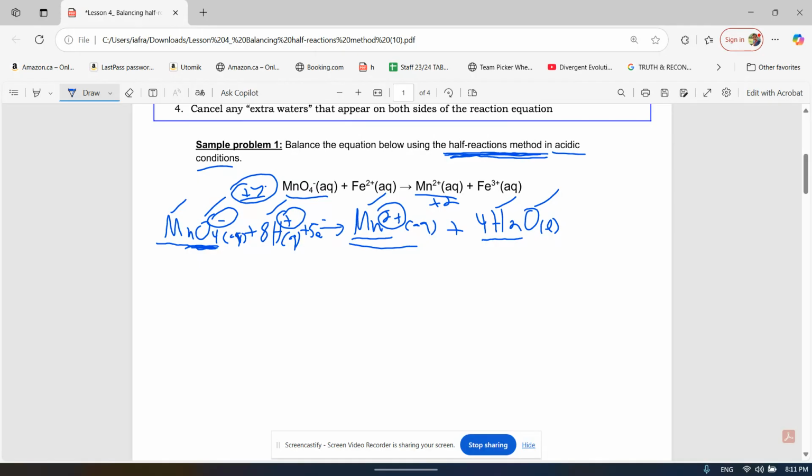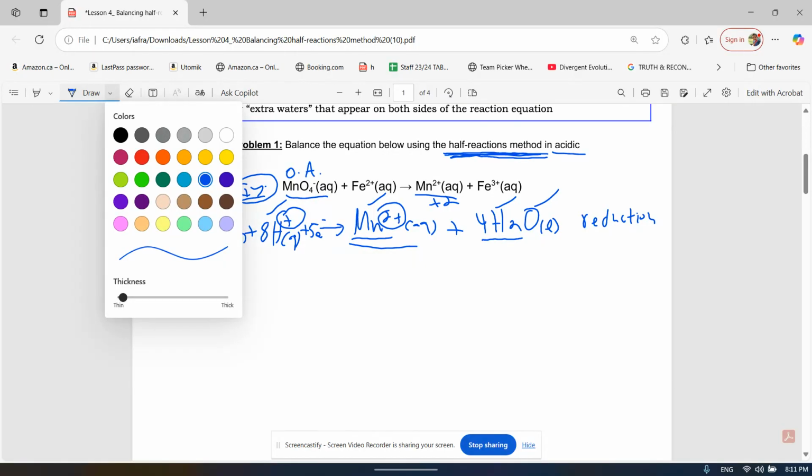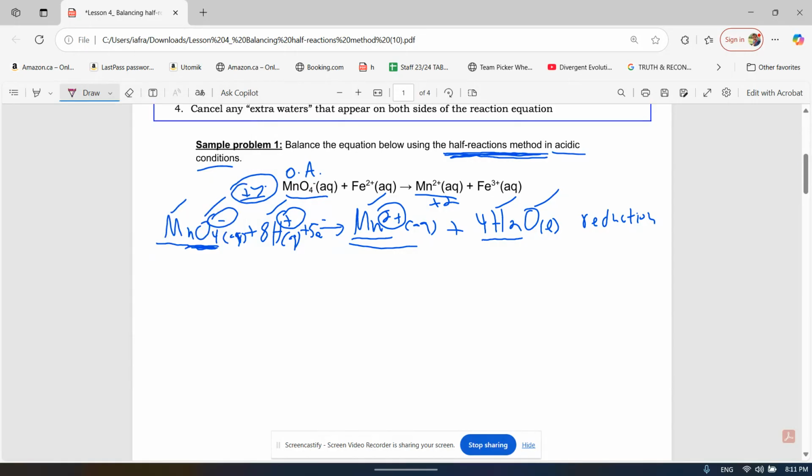And so from this we can tell that this was the reduction half reaction, meaning that this must be our oxidizing agent because it's receiving electrons. Okay, so our reduction half reaction has been balanced. Now we're going to go and try to balance the other half reaction.